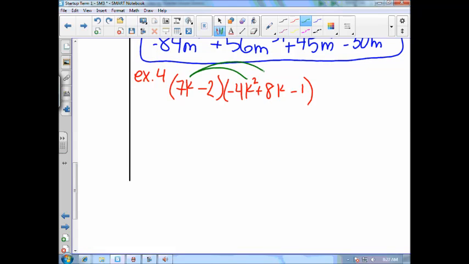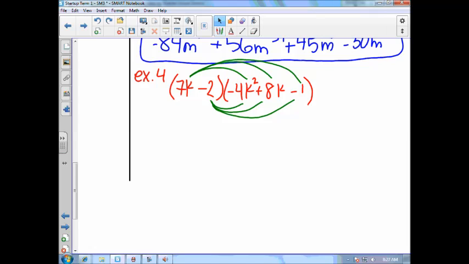So make sure you're taking that 7k to all 3 pieces. And then the minus 2 to all 3 pieces. Okay? Whoever finishes first, I'd like you to come up to the board. You can bring a paper if you need to, and write the solution with the work. And our friend Arbor, he's all over this today. He's going to do all the work too.